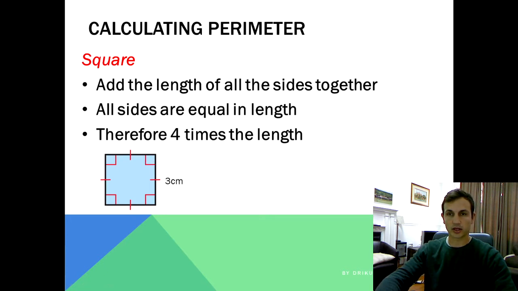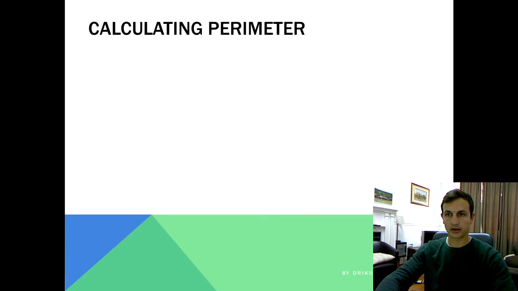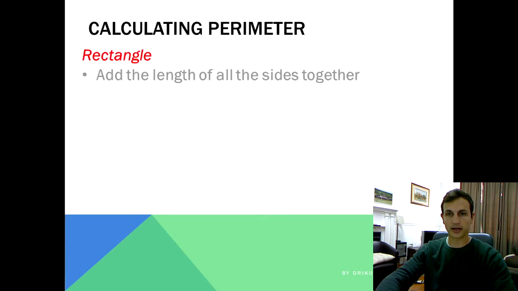Okay, so we are interested in perimeter, and if one side is 3 centimeters, all 4 sides are 3 centimeters. This is how you calculate the perimeter. You add all the sides together, 3 plus 3 plus 3 plus 3 in this case, or 3 times 4, which is 12 centimeters. Alright, so moving on to the next shape, a rectangle.